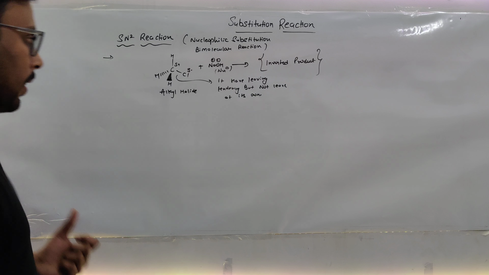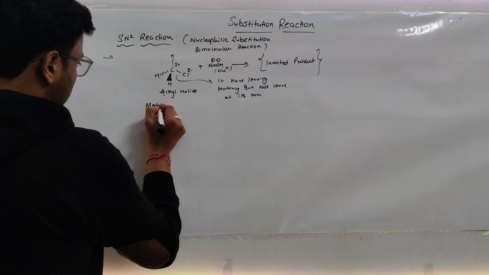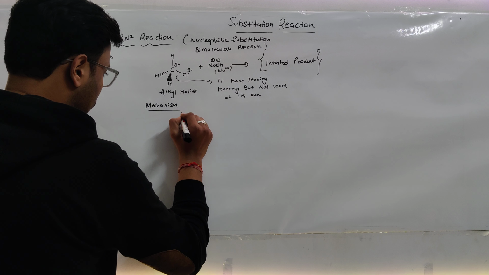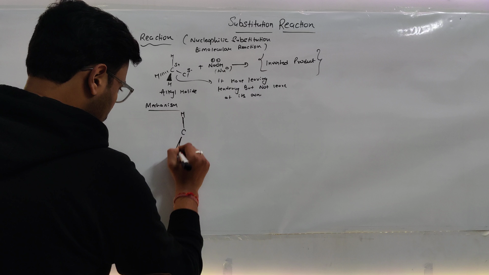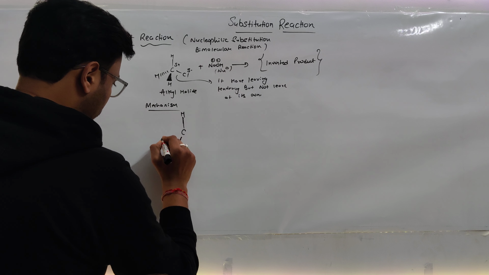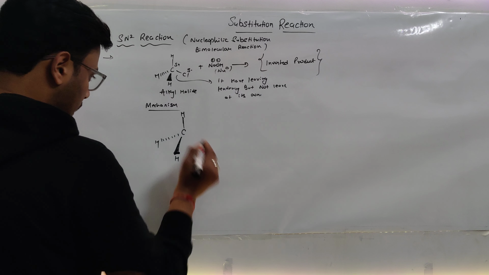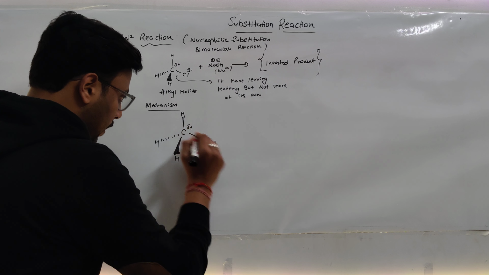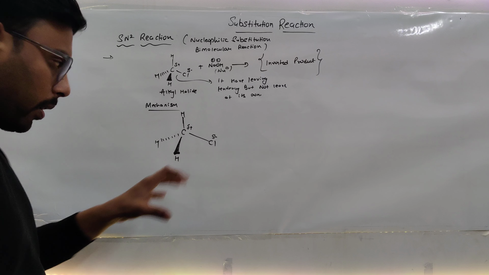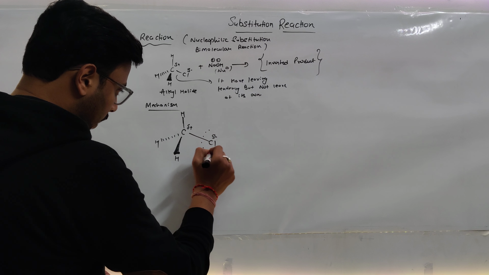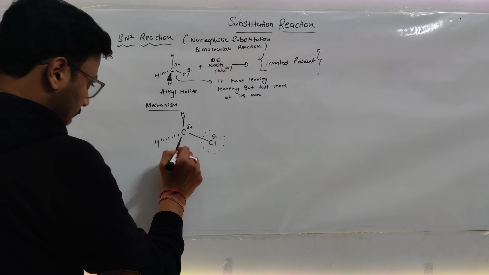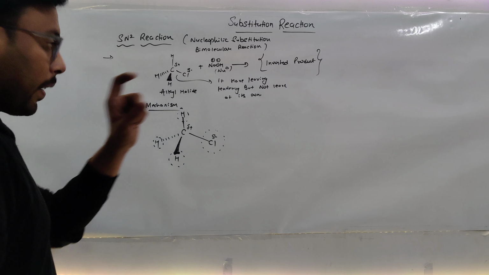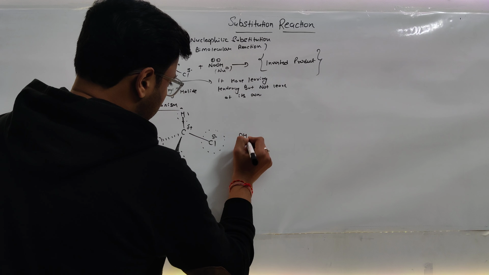We are going to see that, so let's start with the mechanism. This is our alkyl halide. This is our H bond, and these are our other hydrogens, and this is our carbon chlorine bond. There is a polarization, carbon delta plus and Cl delta minus. This chlorine also has an electron cloud around it, and these are the electron clouds of hydrogen. First the nucleophile, OH minus, is going to approach.